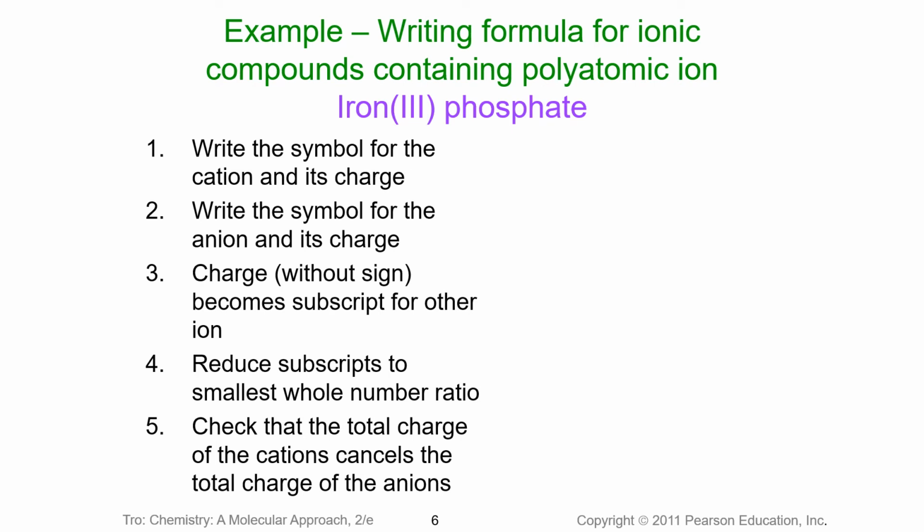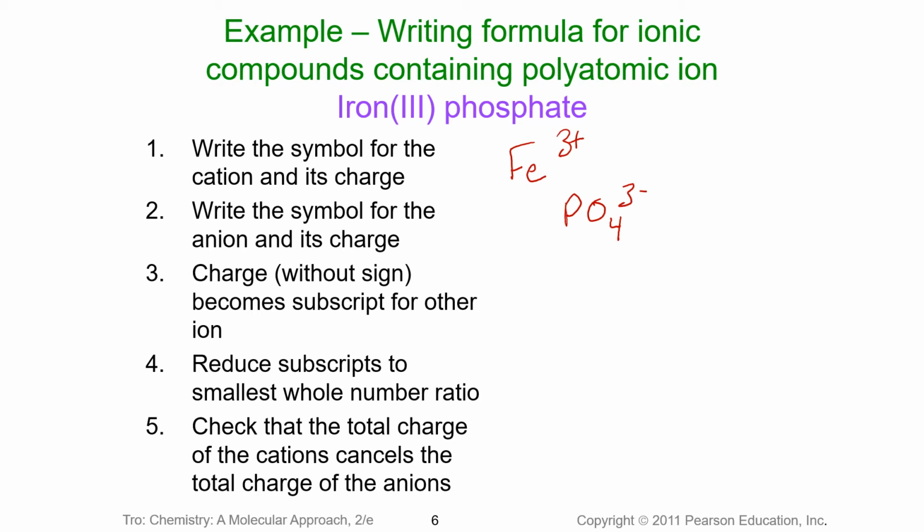Writing the formula from the name, we're going to write the symbol for the cation and its charge. Here we have iron 3. The symbol is Fe, and the charge is given to us in the name. We write the symbol for the anion, phosphate. So phosphate is always PO4 with a -3 charge.